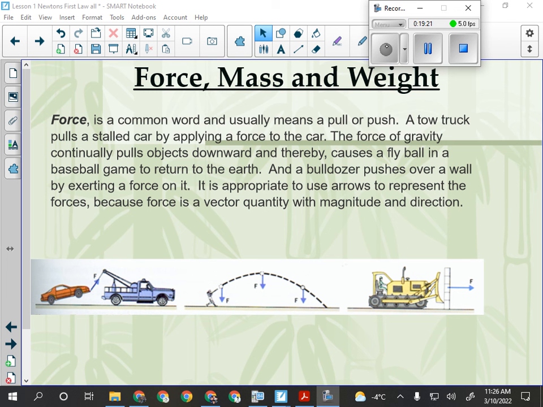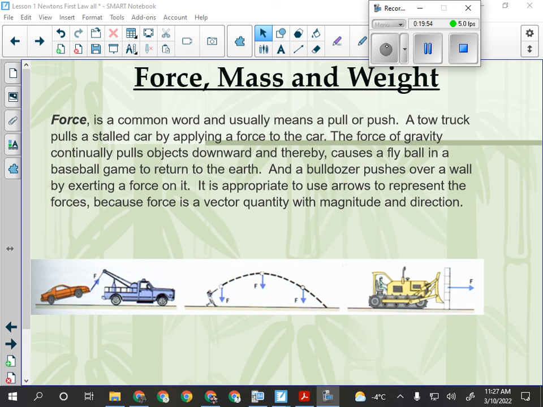All right, so force is a common word, and it usually means a push or a pull. There are different kinds of forces. There are contact forces. So if I'm pushing a stalled car, that's a contact force. I'm directly applying a forward force. Using a rope is still a contact force. I'm not directly connected to the object, I'm indirectly connected to it, and I'm pulling on it, still a contact force. Friction is a contact force, stuff like that. Gravity is not a contact force.